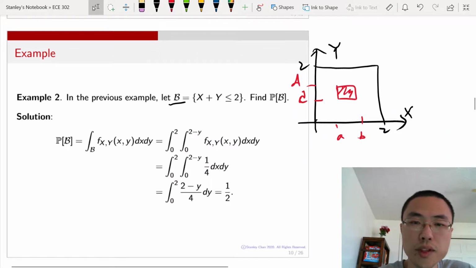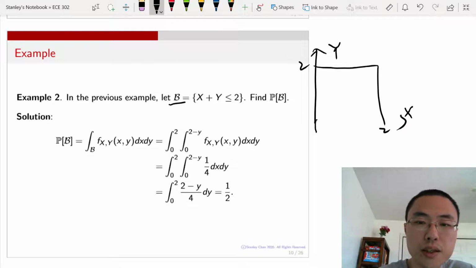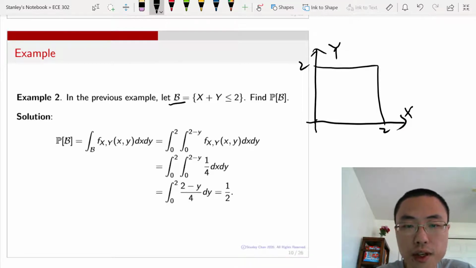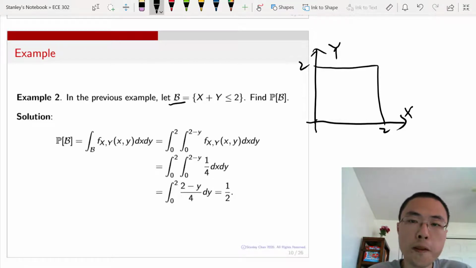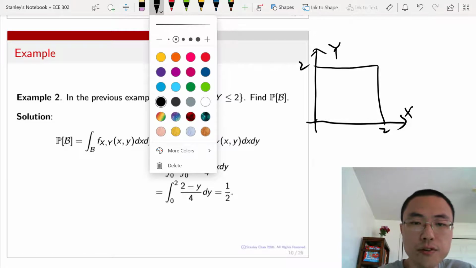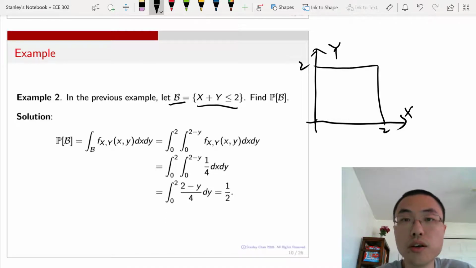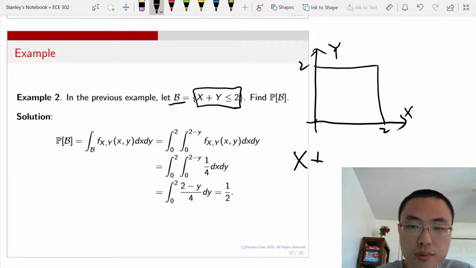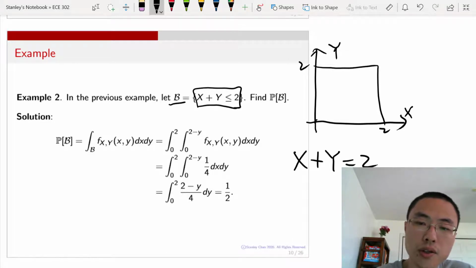Now let's try another new example here. In this example, I'm going to define an event B. This event B is defined as x plus y less than or equal to 2. Okay, so what is that? First of all, we need to understand the meaning of this set x plus y less than 2. So if this is the coordinate of y, this is the coordinate of x, this has to be a line. Let's just look at this line, x plus y equals 2. This has to be a straight line. Now, what's that straight line? This is equivalent to saying that y equals minus x plus 2.